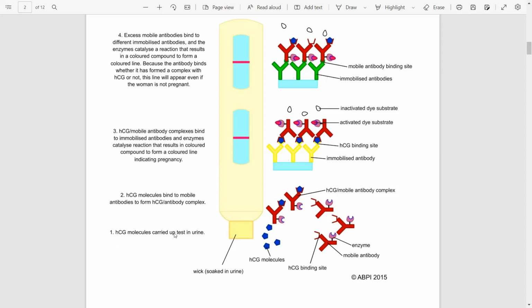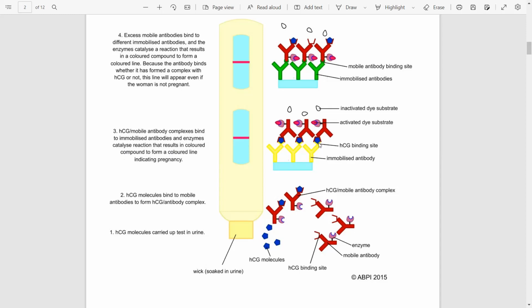So HCG molecules are carried up in test urine. HCG molecules bind to mobile antibodies to form HCG antibody complex. So these antibodies are mobile. The mobile antibody complex, when they get to this part, will bind to immobilized antibodies, and enzyme catalyzed reactions result in colored compounds to form a colored line indicating pregnancy. So at this line here, we have these antibodies, which are called immobilized antibodies. This antibody binds to beta HCG that is bound to the first antibody.